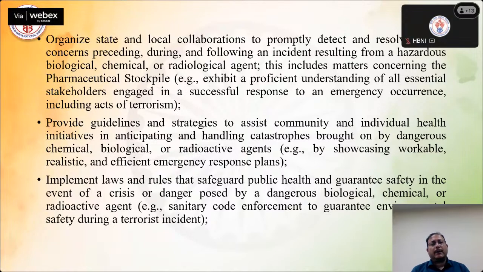Organize state and local collaborations to promptly detect and resolve health concerns during and following an incident resulting from a hazardous biological, chemical, or radiological agent. This includes matters concerning the pharmaceutical stockpile. An example would be exhibiting the understanding of all essential stakeholders and engaging in a successful response to an emergency occurrence, including acts of terrorism. So it is a must that we integrate it and provide proper strategies to assist community and individual health initiatives in anticipating and handling catastrophes brought on by dangerous chemical, biological, or radioactive agents. An example would be showcasing a workable, realistic, and effective emergency response plan.